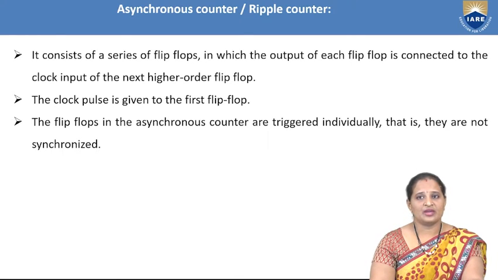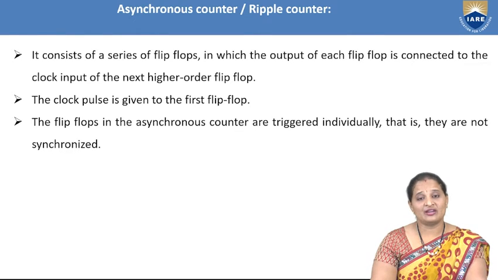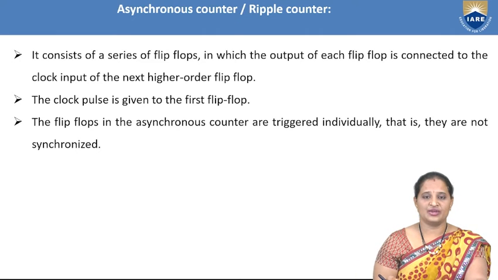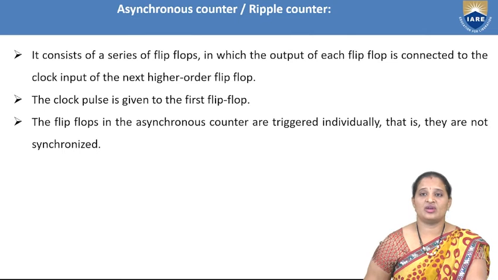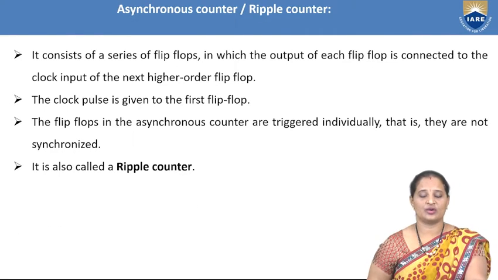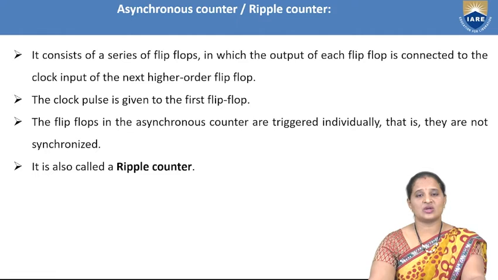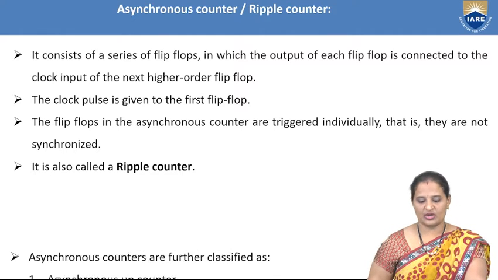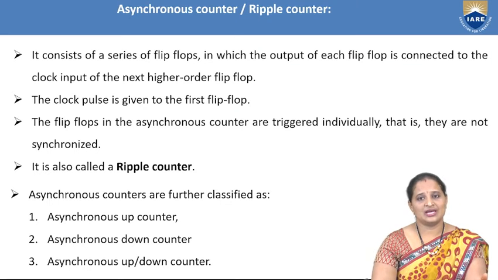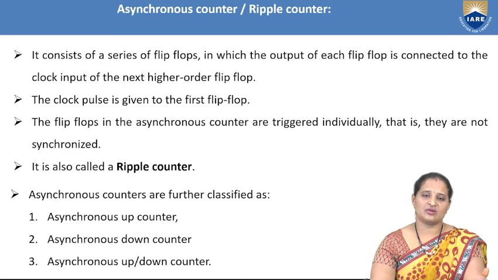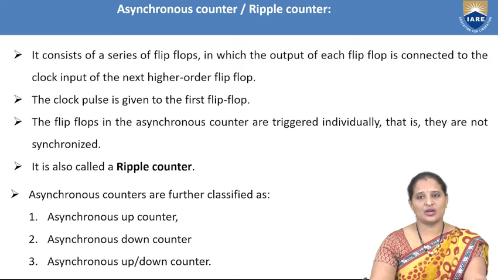The flip-flops in the asynchronous counter are triggered individually. That means they are not synchronized. They are working with different clock pulses. That is why we call it an asynchronous counter. This asynchronous counter is also called a ripple counter. Again, the asynchronous counters can be classified further into 3 types: asynchronous up counter, asynchronous down counter, and asynchronous up or down counter.